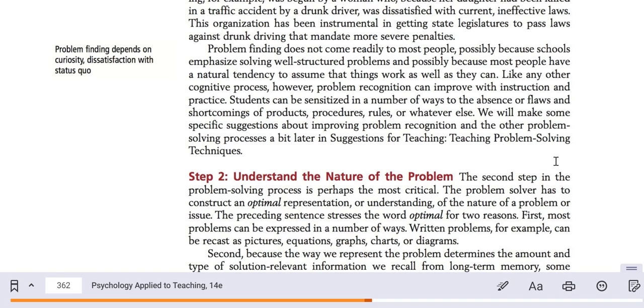Step 2, understand the nature of the problem. The second step in the problem-solving process is perhaps the most critical. The problem solver has to construct an optimal representation or understanding of the nature of a problem or issue.